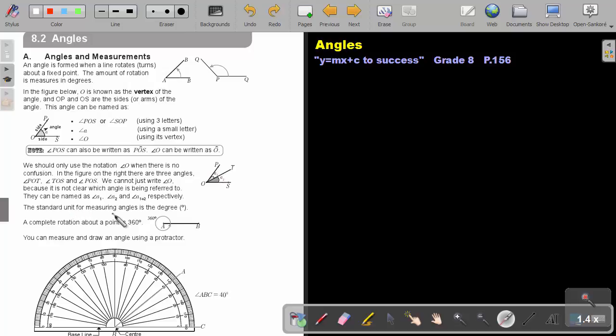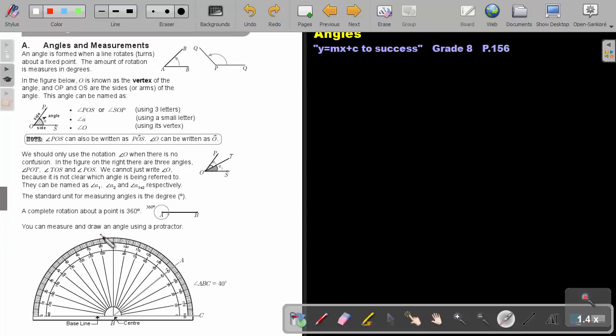The standard unit for measuring angles is degrees, a little small circle on top. A complete rotation about a point is 360 degrees. So if I go around all the way until I'm at my starting point, it's 360 degrees. Let's just move up a little bit.